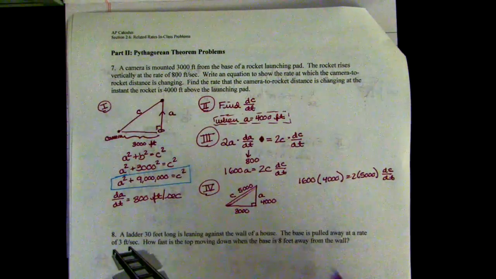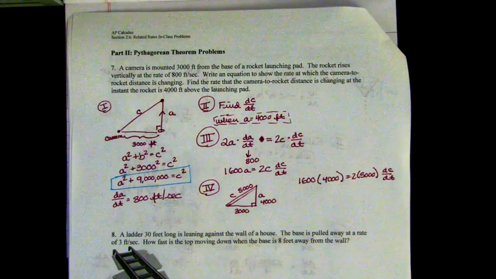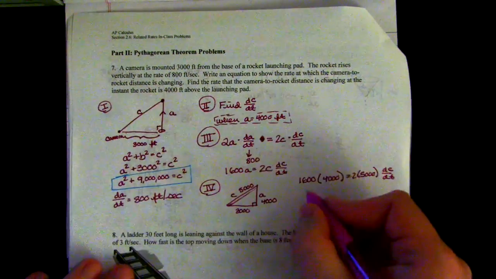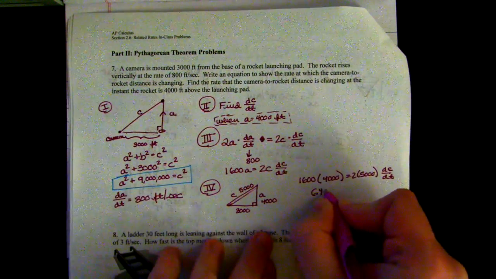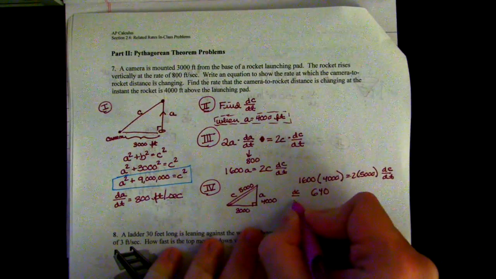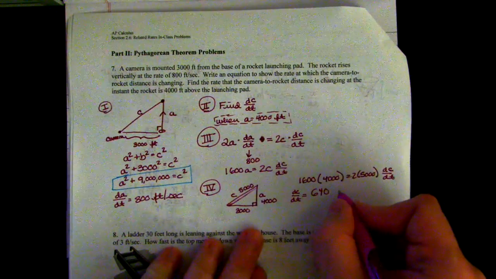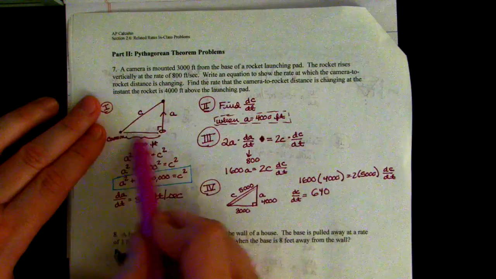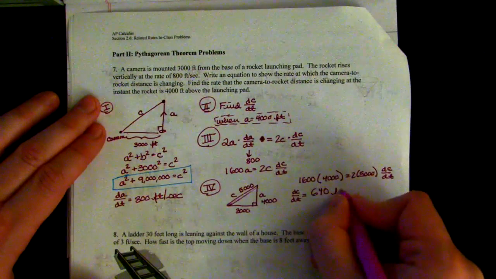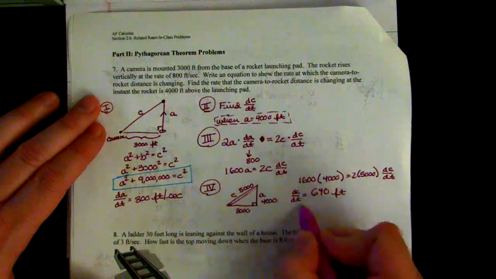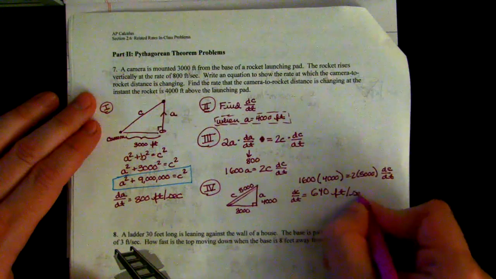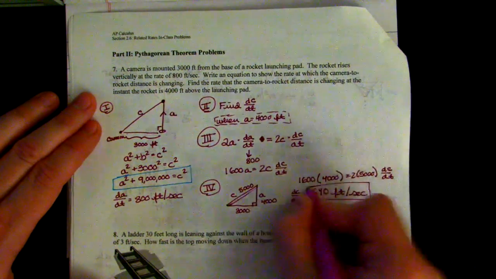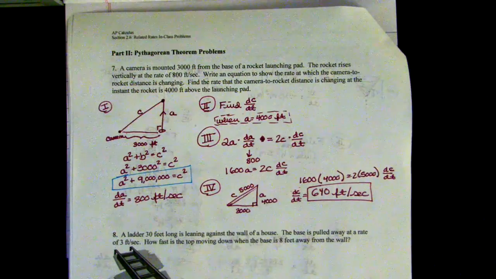Let's see. I am thinking, hold on a minute. Yep, I am thinking 600, dc dt equals 640. All the sides are measured in feet, so the units for C is feet, units for T, the time, is in seconds. That distance is changing at a rate of 640 feet per second.